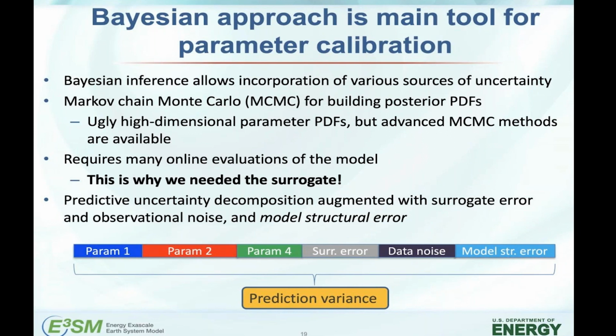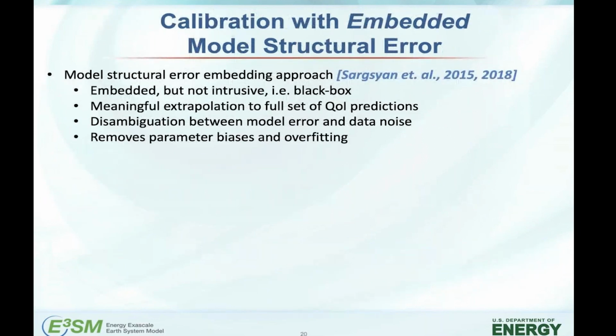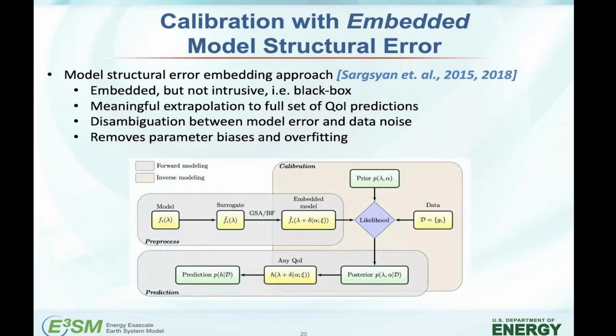I'll spare the details of that, but in principle, that embedded model error approach allows us to augment this extra term in predictive variance that is not very classical, let's say. The overall workflow looks like this. Essentially, we build a surrogate, we embed structural error components in it, and then the calibration mechanism uses this embedded surrogate to get to the posterior of parameters. After that, we can do predictions, posterior predictions.